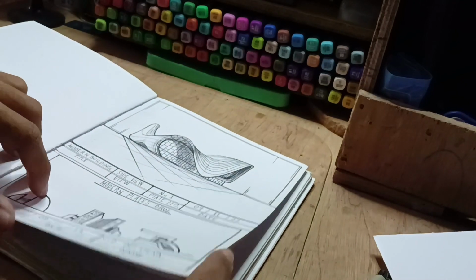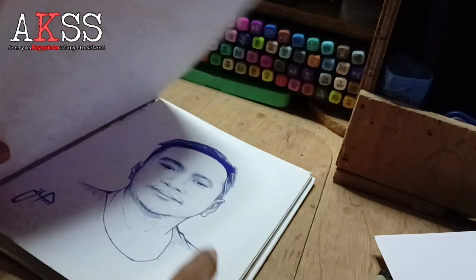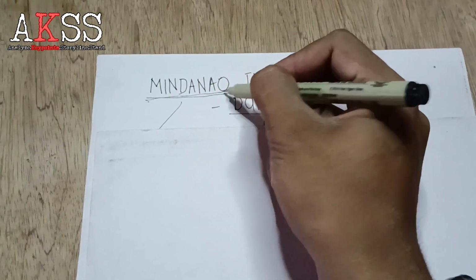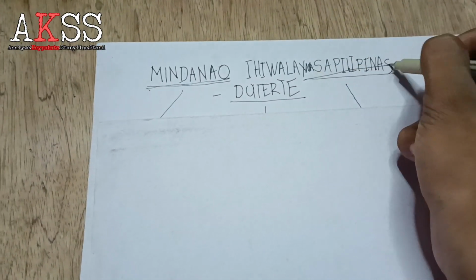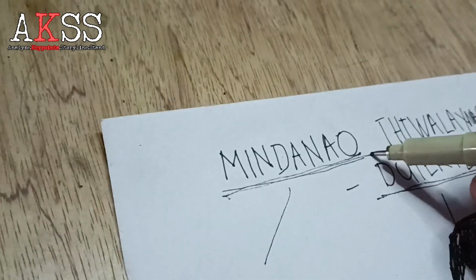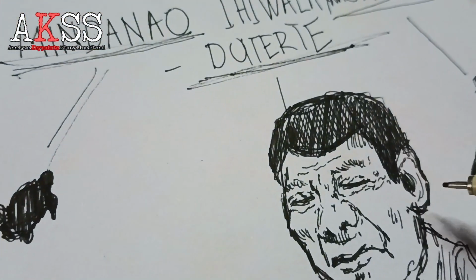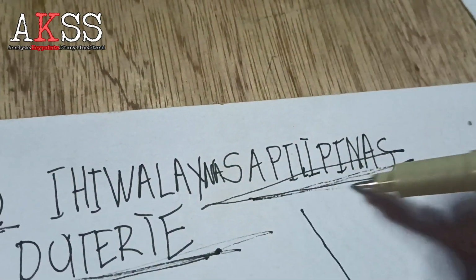Then, here comes the key points. So, sketch the key points in the topic like this. Mindanao, ihiwalay na sa Pilipinas ni Duterte. So, the key points in this topic is Mindanao, Duterte, and Pilipinas.